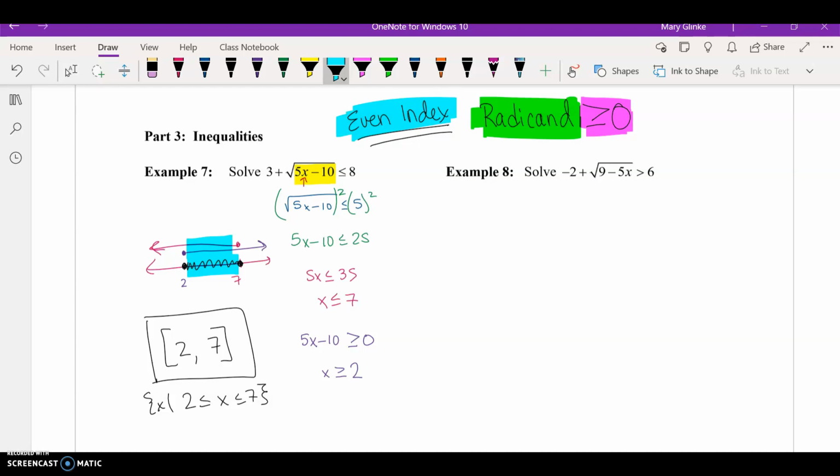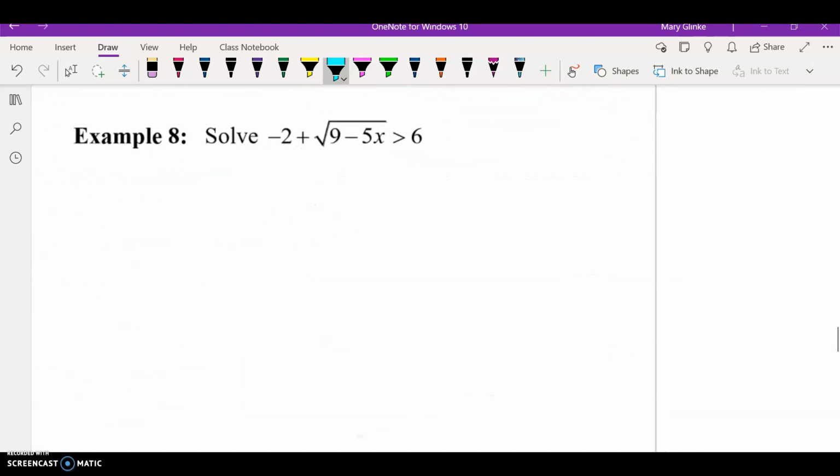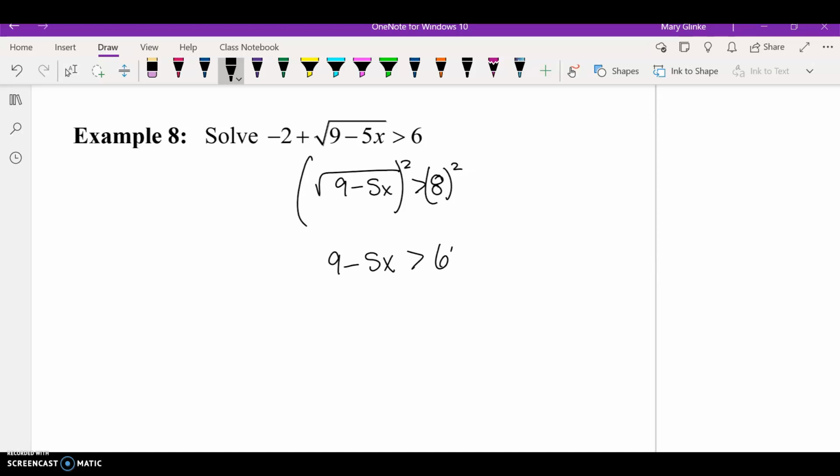So let's take a look at another one. So example 6 here. We're going to go ahead and add 2 to the other side. We get 9 minus 5x is greater than 8. We're going to go ahead and square both sides. So we get 9 minus 5x is greater than 64. And we're going to continue to solve.